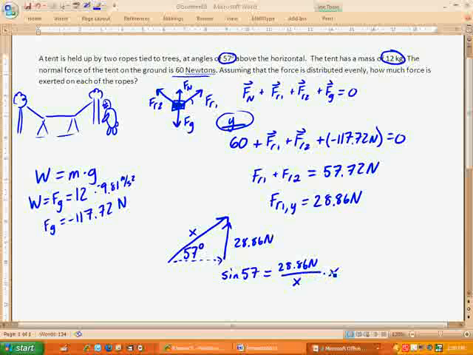So I'll multiply both sides by x, which will get rid of the x over here, and then I will divide by sine of 57, so x equals 28.86 newtons divided by the sine of 57. And if I do that, then I get that the total force is 34.4 newtons. And so that is the total force on each of the ropes. That would be this right here. And that's the answer.